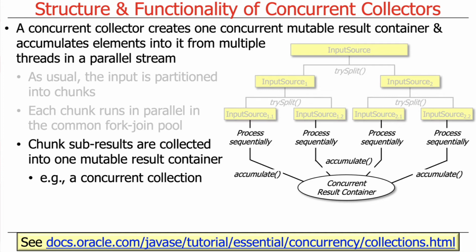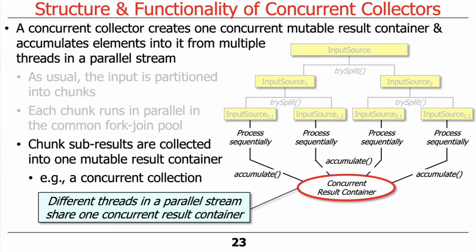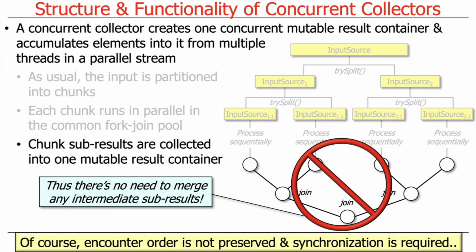Now, that obviously has a big implication. That collection must be a concurrent collection, or another way to say it, it has to be thread safe. And all the different threads that are running in a parallel stream, of course coming out of the common fork join pool, share a single concurrent result container, and they're just putting stuff directly into that. One of the nice things about this is that there's no need to merge any intermediate subresults because they're just going directly into the mutable result container.